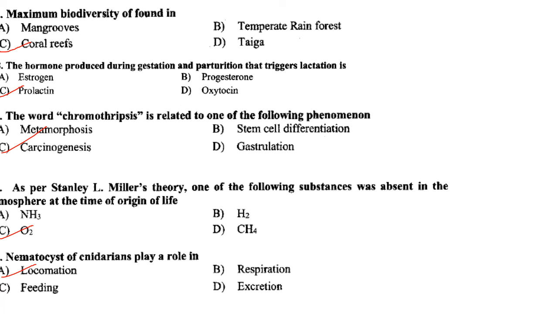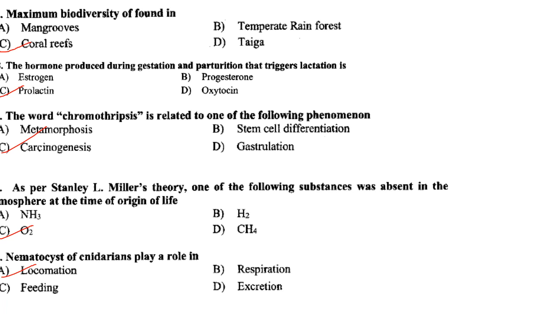The word chromothripsis is related to one of the following phenomena, that is carcinogenesis. So answer is option C. As per Stanley L. Miller's theory, one of the following substances was absent in the atmosphere at the time of origin of life. So it was oxygen that was absent at the time of origin of life. So answer is option C.